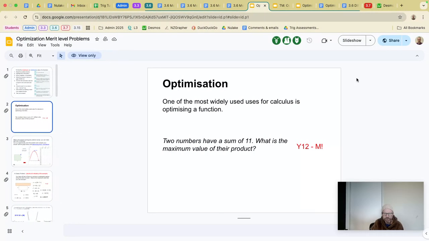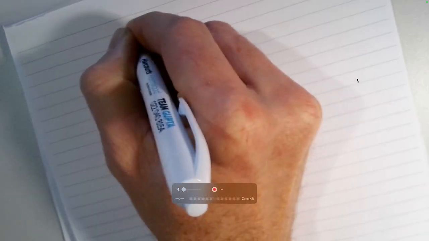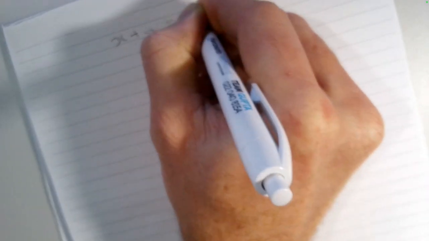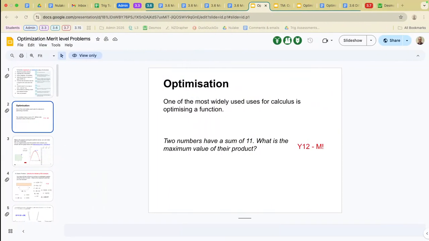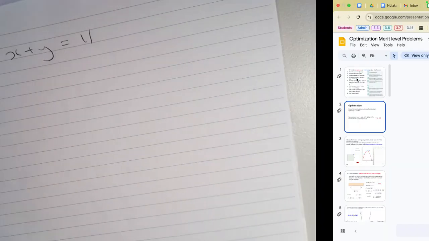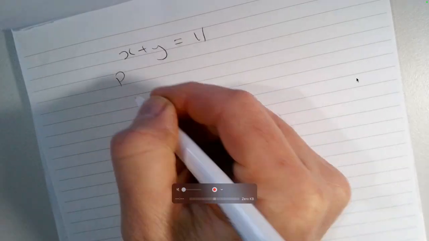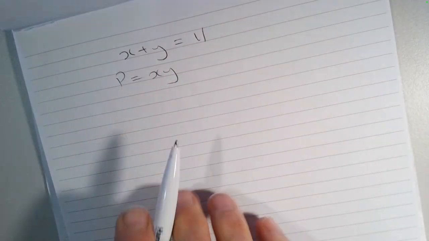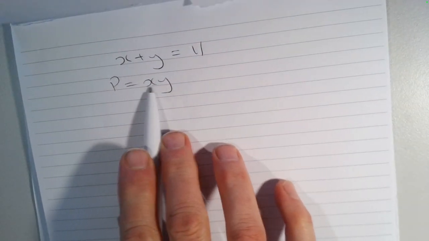Okay, so 2 numbers have a sum of 11. What is the maximum value of their product? So 2 numbers, good old x plus y equals 11. It said the sum of them. What is the maximum value of their product? So we could say P for product equals xy. And so we've got an expression we want to optimize.